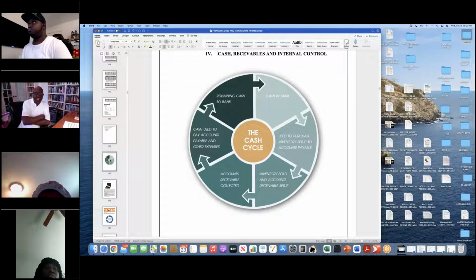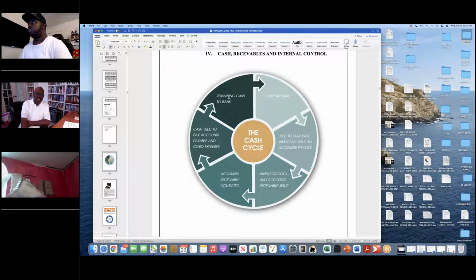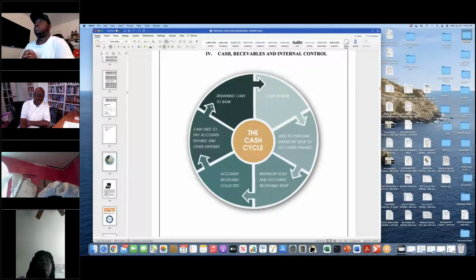Moving on to the cash, receivables, and internal control. So we're moving on now to the cash cycle. And note the cycle. We start a company by putting cash in the bank. We purchase supplies and inventory. We set up an accounts payable. The inventory is sold. It might be cash or receivable. We collect on the inventory and pay our expenses.